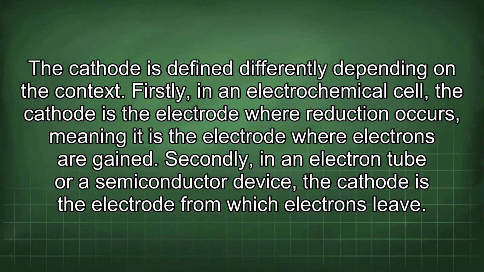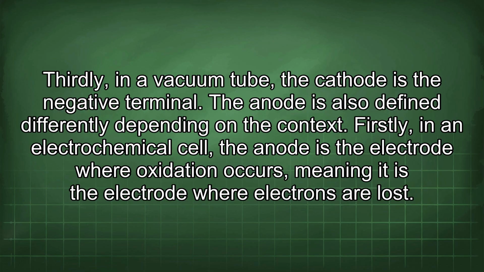Cathode is defined differently depending on the context. Firstly, in an electrochemical cell, the cathode is the electrode where reduction occurs, meaning it is the electrode where electrons are gained. Secondly, in an electron tube or a semiconductor device, the cathode is the electrode from which electrons leave. Thirdly, in a vacuum tube, the cathode is the negative terminal.